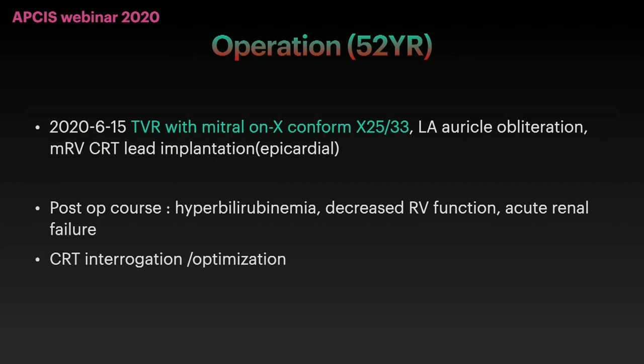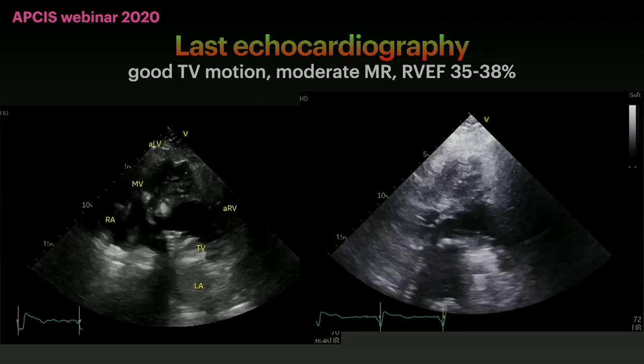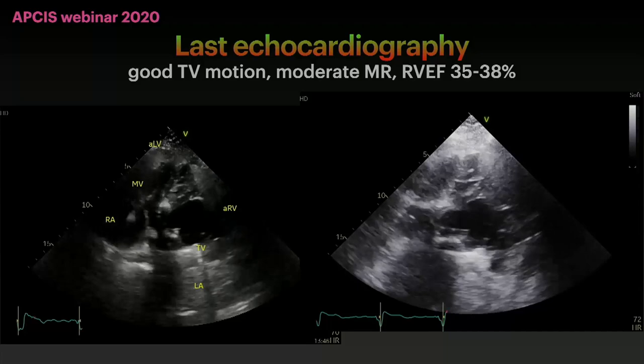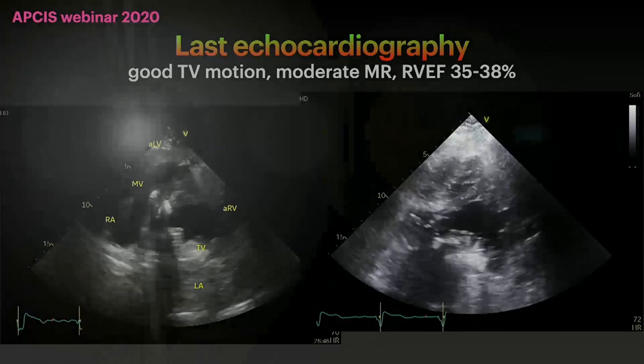Okay, let's come back to this patient. Finally, he underwent TVR with a mechanical valve at 52 years old. However, he experienced a difficult post-operative course, including hyperbilirubinemia, decreased RV function, and acute renal failure. However, finally he was discharged with improved condition. This is his last echocardiography. We can find good mechanical valve motion with RV EF 58%. We should prepare the next plan for heart failure. This is my last slide.